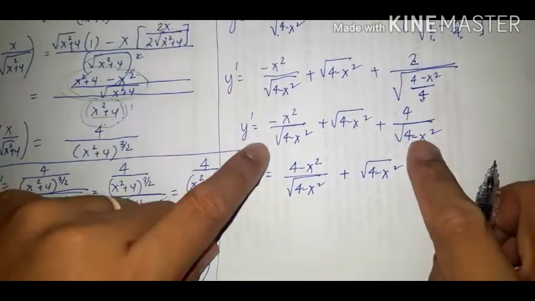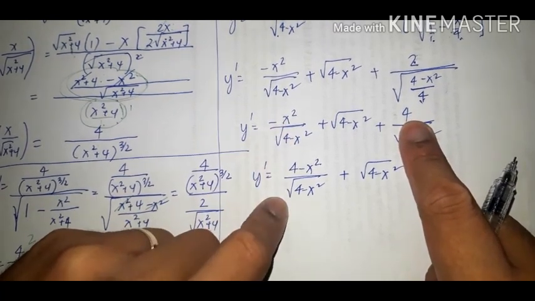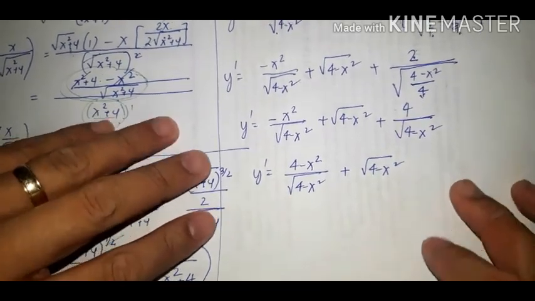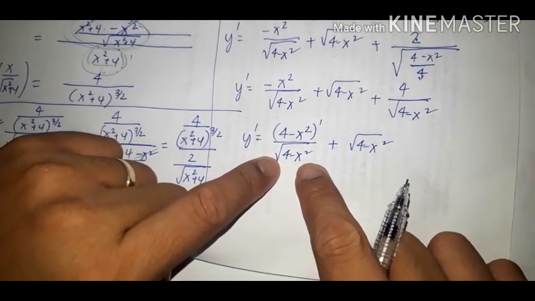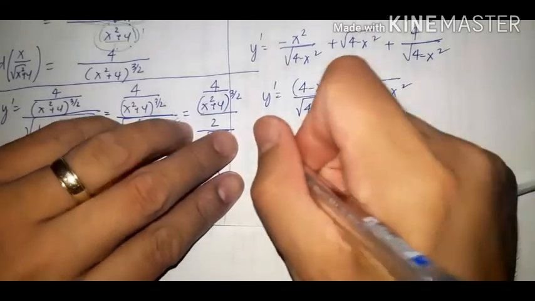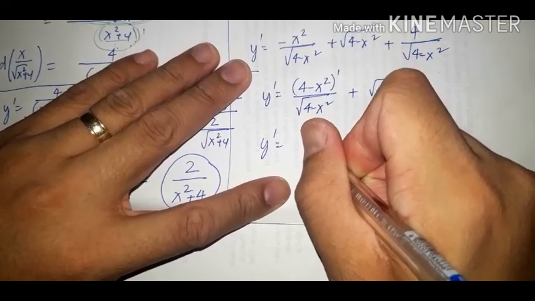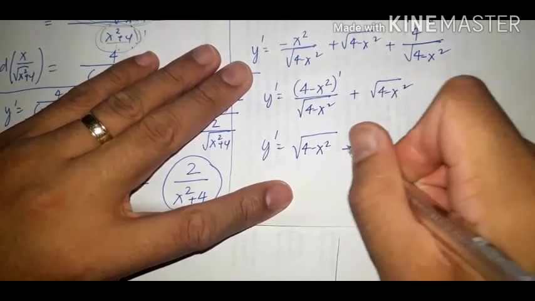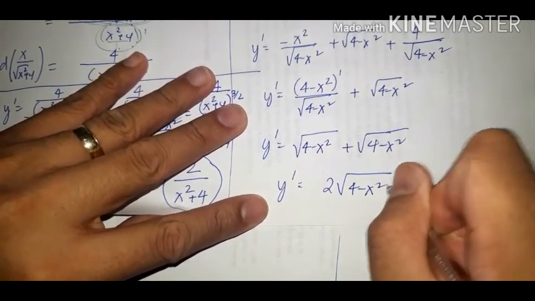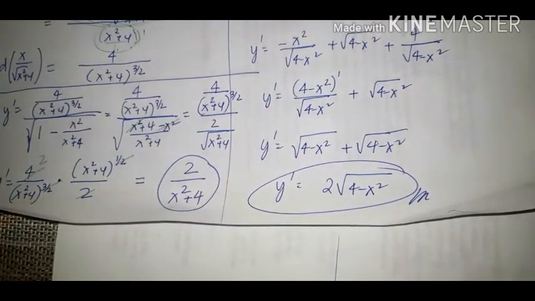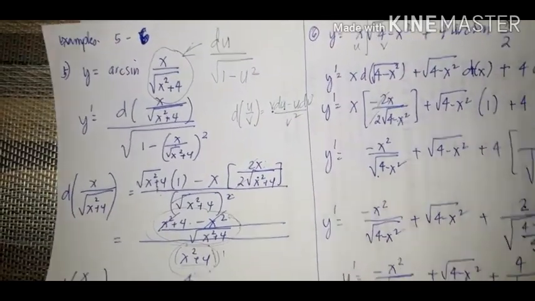So, since similar yung fraction, I can combine this numerator 4 minus x squared. Ito yun, over 4 minus x squared plus 4 minus x squared. But, ito merong exponent na 1. Ito may exponent na 1 half. So, di ba, pagka of same base, you are just subtracting exponent. So, your y prime here is 4 minus x squared raised to 1 half na lang plus square root of 4 minus x squared. So, your y prime here is 2 square root of 4 minus x squared. Because you can combine the two. So, that's your answer for example number 6.